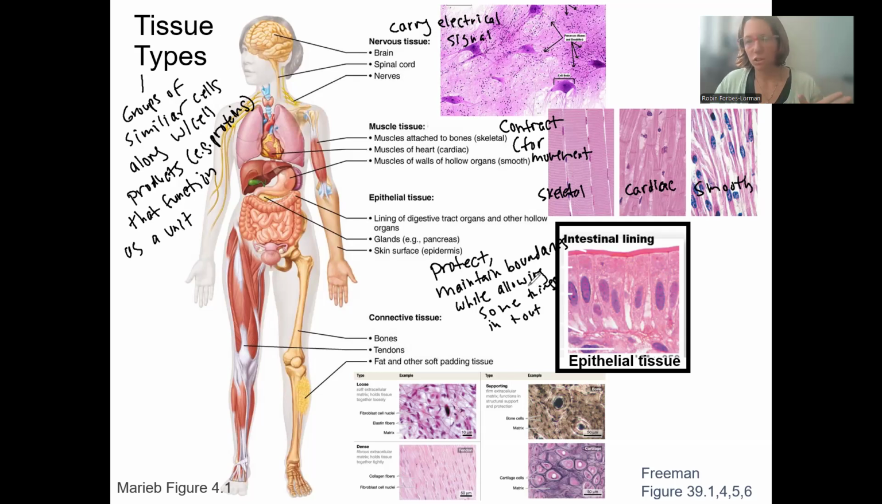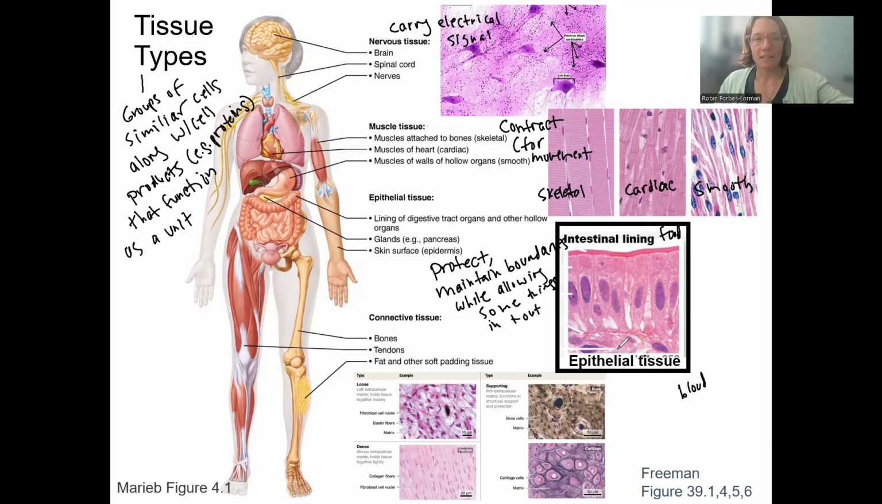There's some specialized functions we'll see when we get into it. Also forming glands, for example. This example here is the epithelial tissue that's in that lining of the intestine. So here would be where the food goes through. Here, over this side, would be going inside the body to the bloodstream. And epithelial is lining where the stomach and intestines contact that food.